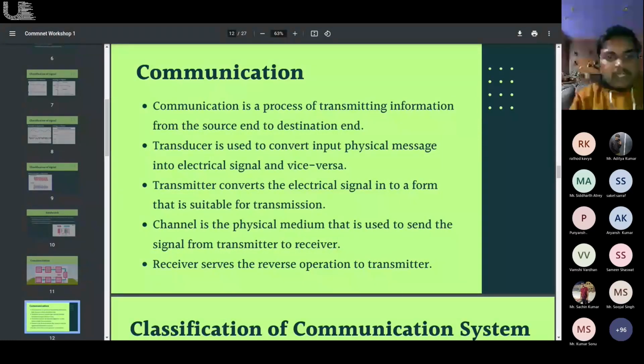Next, we have the transmitter, which converts the electrical signal into a form that is suitable for transmission. So what does the transmitter do? It converts whatever signal the transducer has produced into a form that is suitable for transmission. So it converts the electrical signal, or whatever signal is produced from the transducer, into a form that is suitable for transmission.